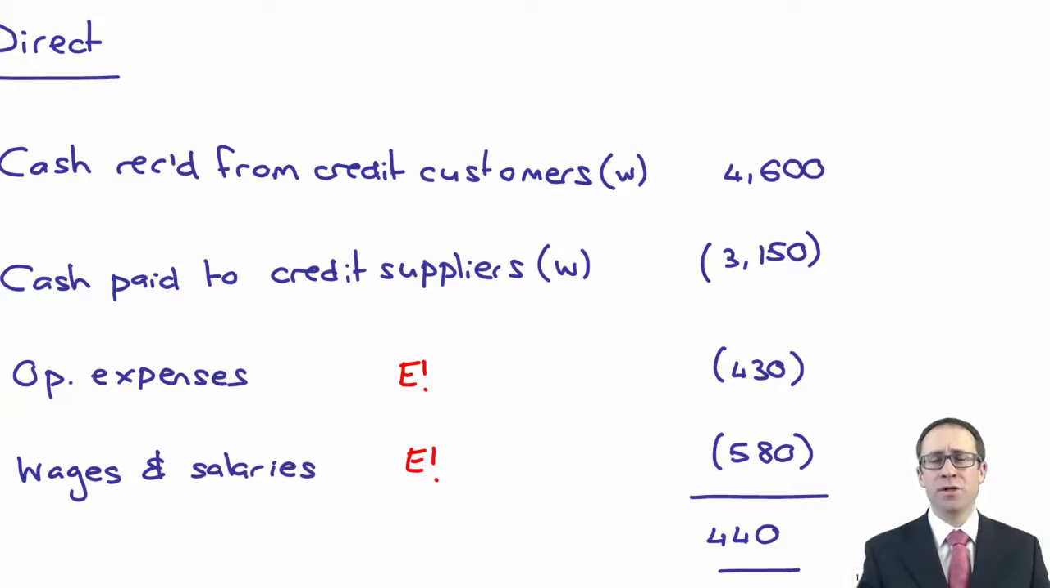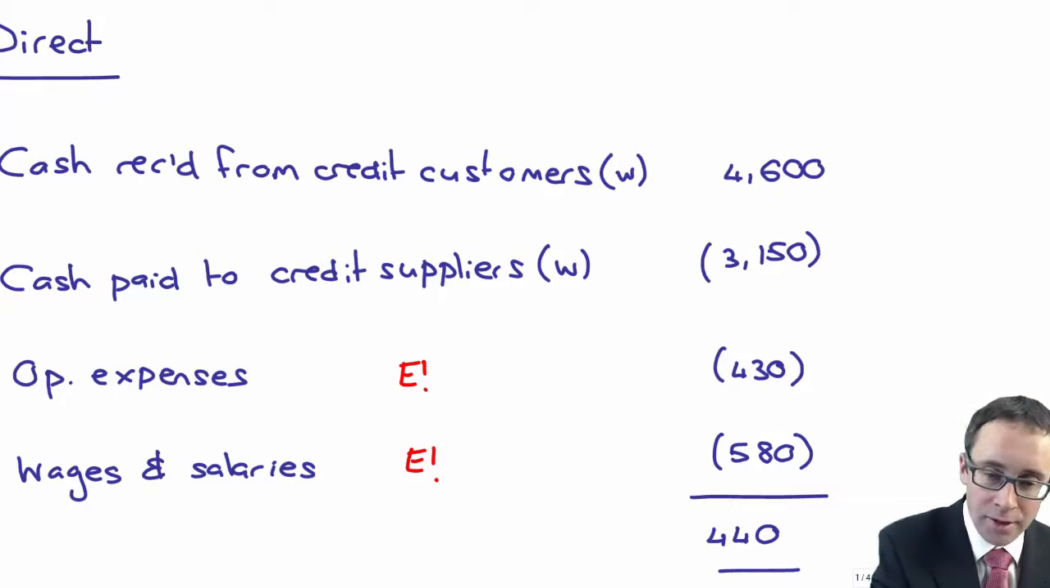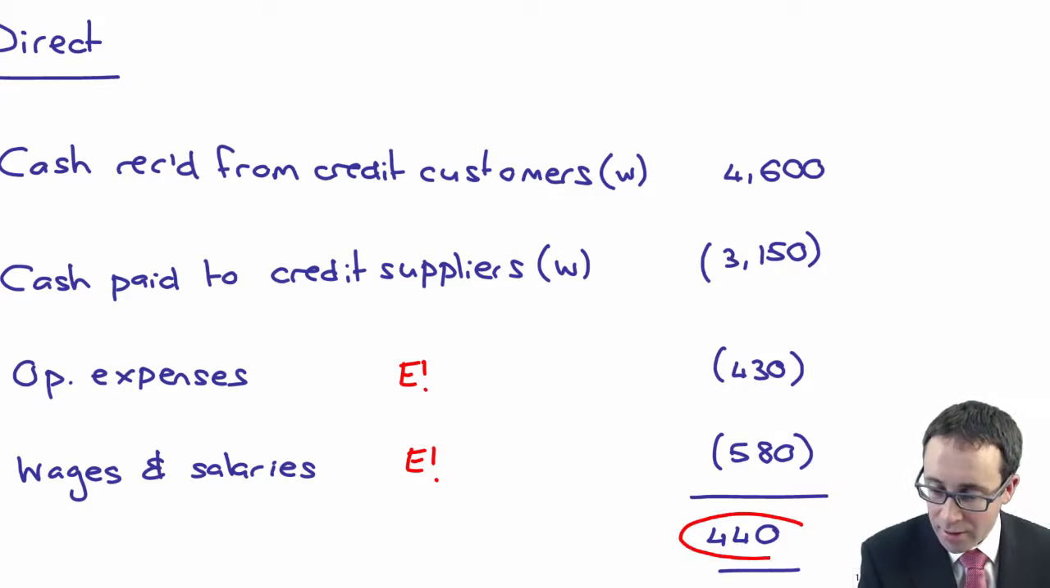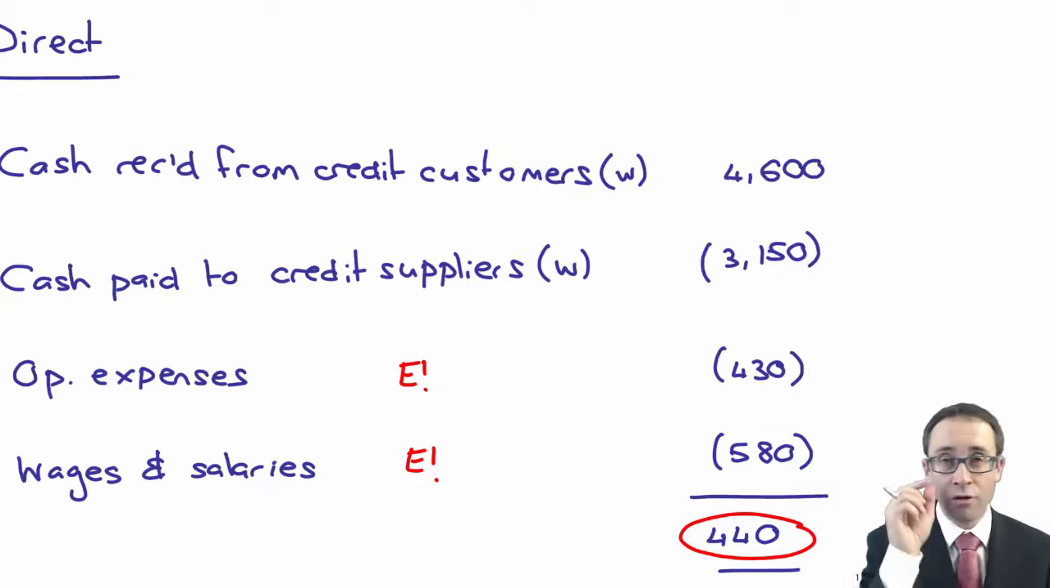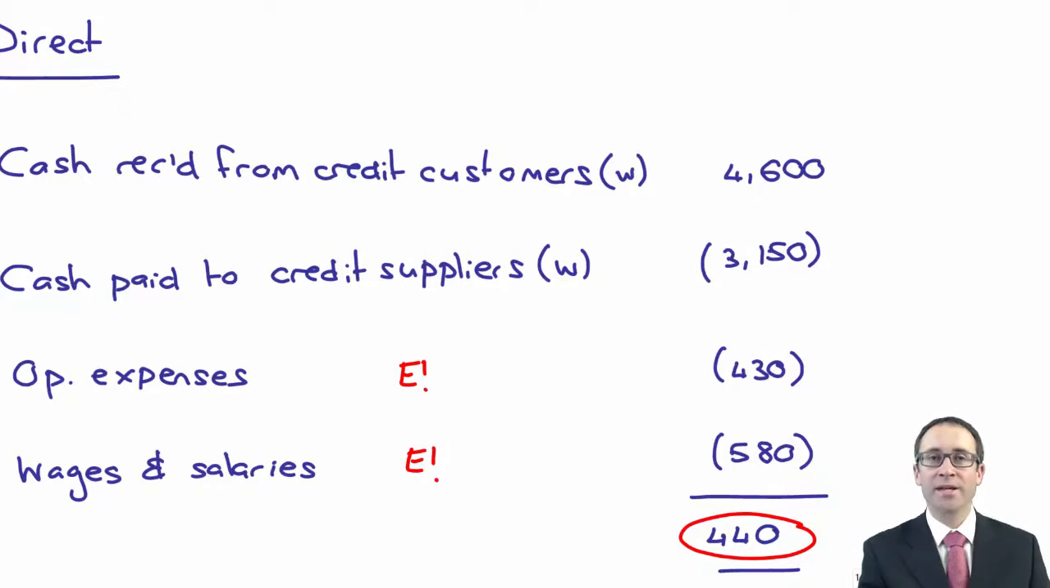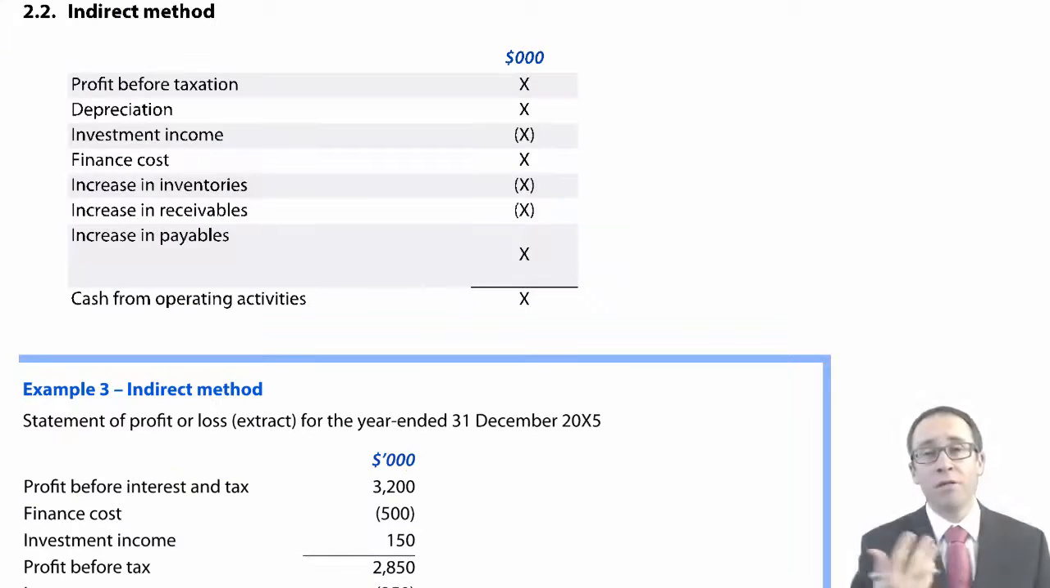Bear in mind, as you move through the syllabus and the qualifications, a fundamental understanding of debits, credits, and T accounts does make things easier. But right at the very bottom, the overall figure from your direct method is 440. Excellent.